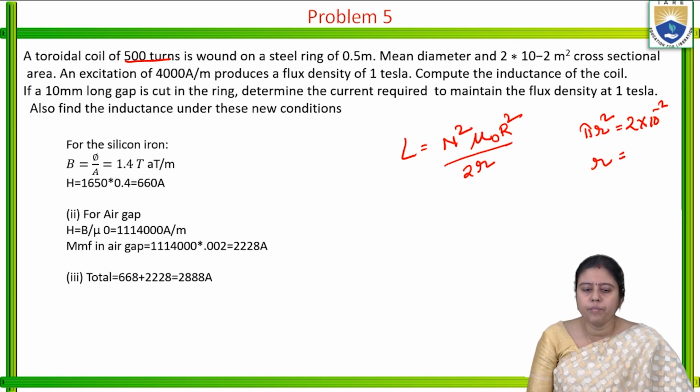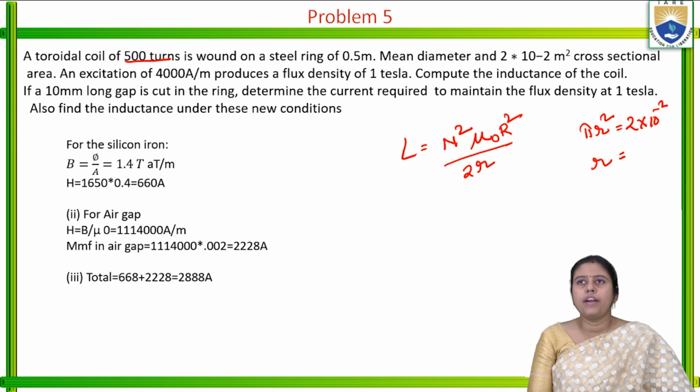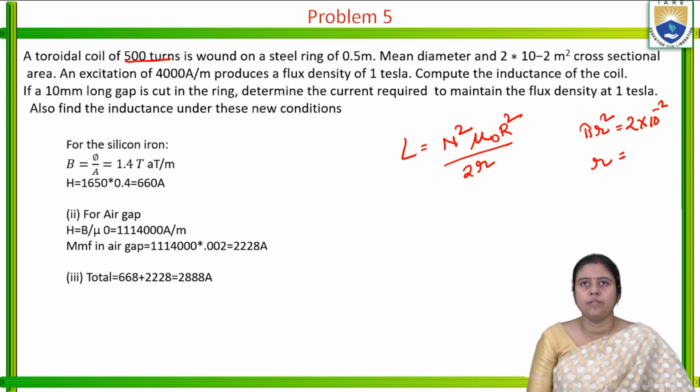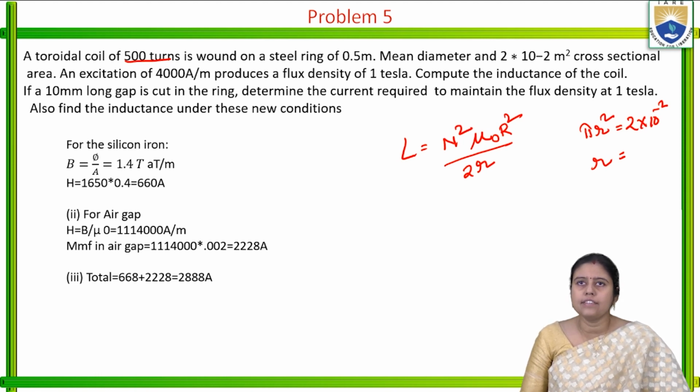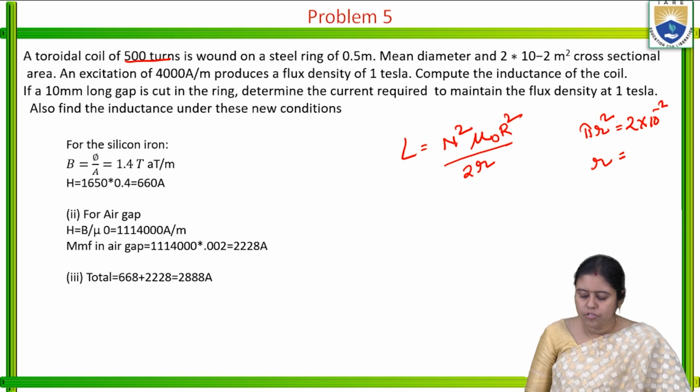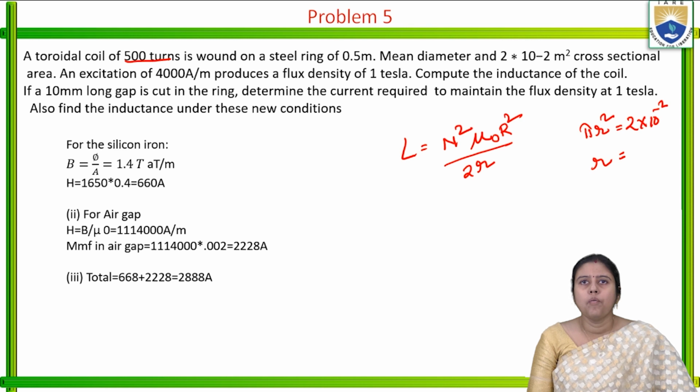The next part of the problem is: if a 10 mm long gap is cut in the ring, determine the current required to maintain the flux at 1 Tesla, and also find the inductance in the new condition. So how do we calculate these things? For the silicon ring, what is the value of B? B is equal to phi by A. Phi by A is 1, and phi is given in the problem, so it is coming as 1.4 Tesla.